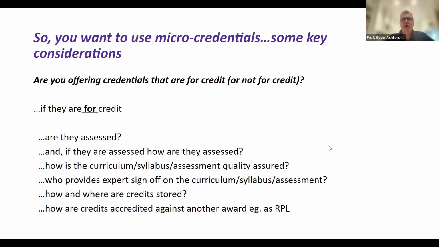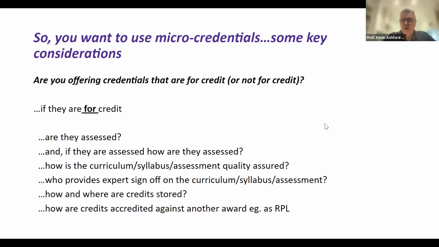But if you are going to create micro-credentials that are stackable, then they probably are going to achieve some form of credit. That means it's likely they're going to be assessed, and if so, how? If you are going to assess the achievement of a micro-credential, then you probably need to predicate it on some form of curriculum or syllabus with an assessment regime that's quality assured. And who in your organization or entity provides the expert sign-off on that curriculum?